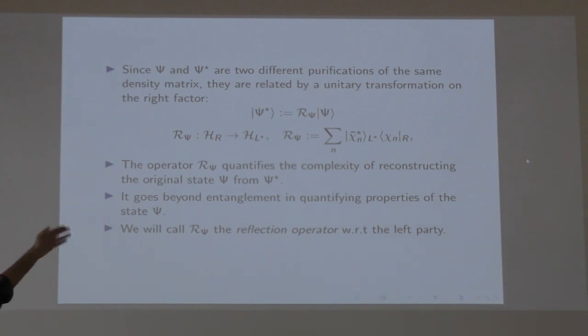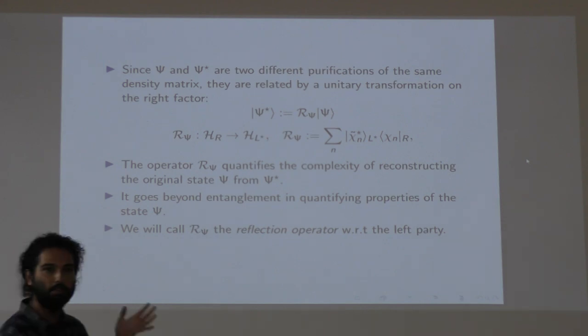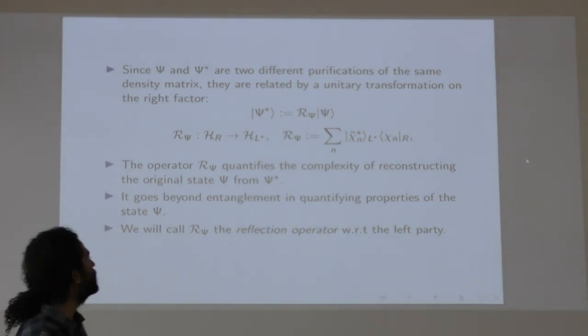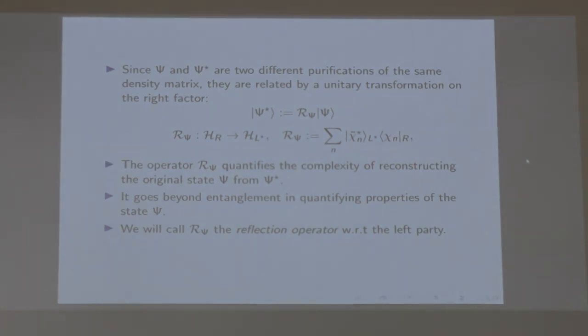One should note that this unitary operator goes beyond simple entanglement measures in determining the properties of psi, essentially because psi and psi star have the same entanglement measures, or Renyi entropies. They both have the same entanglement spectrum. You can think of this operator, R psi, as quantifying in some sense how complex the original state psi is to reconstruct from a simple purification, like a canonical purification. In that sense, it goes beyond entanglement in quantifying the properties of the state.